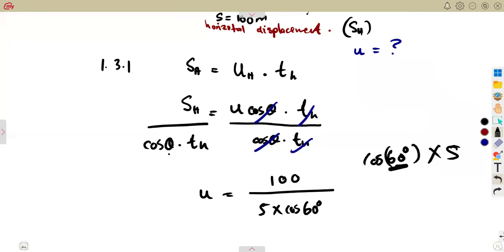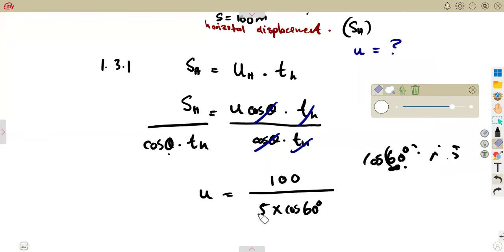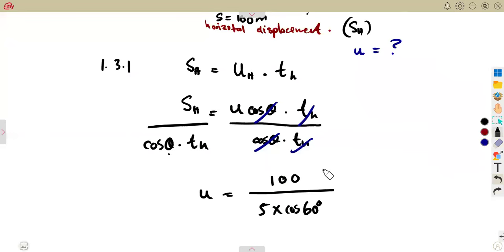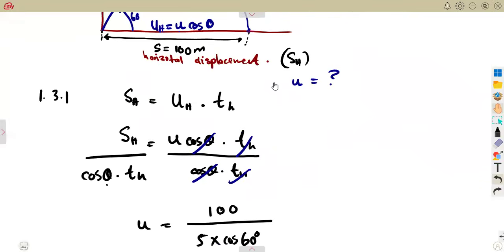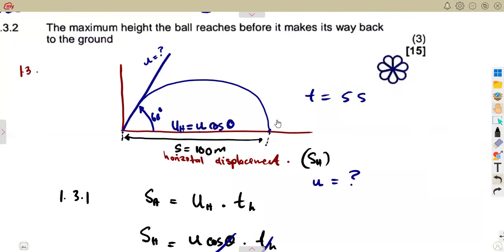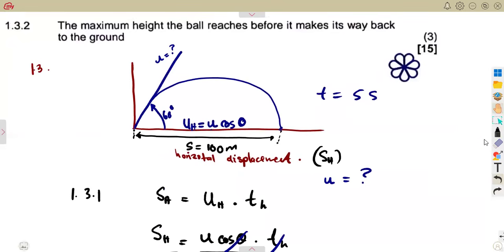But you must consider your calculator. This will be in brackets. 60 degrees is not part of 5; 5 is outside of the bracket. So that's why I choose to rewrite it this way, so that you do not confuse yourself on the calculator. But there's actually no need, because you can simplify. So this was going to give us u, which is the initial velocity of 40 meters per second. If you're to consider your calculations on projectiles, guys, everything's there.